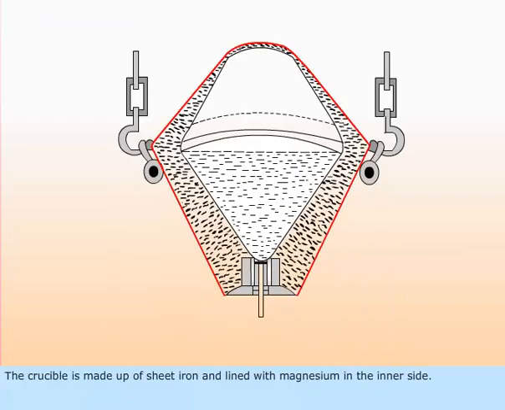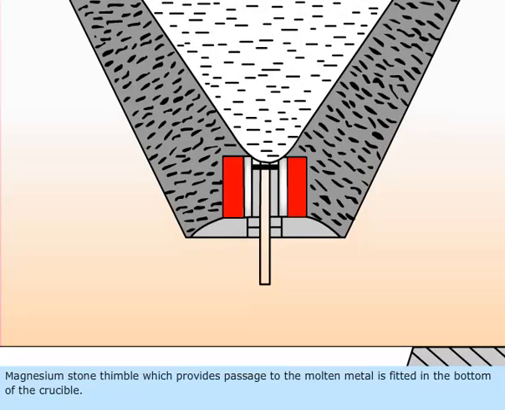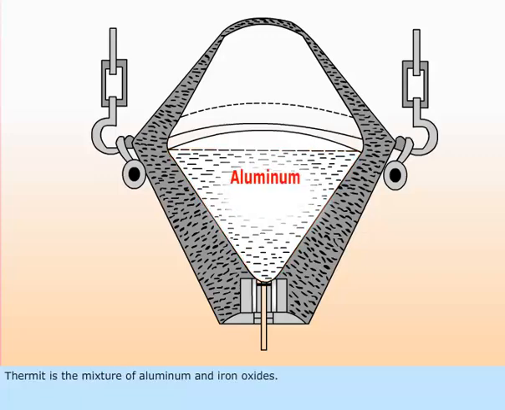The crucible is made up of sheet iron and lined with magnesium in the inner side. Magnesium stone thimble, which provides passage to the molten metal, is fitted in the bottom of the crucible. The crucible stores the thermite. Thermite is the mixture of aluminum and iron oxides.